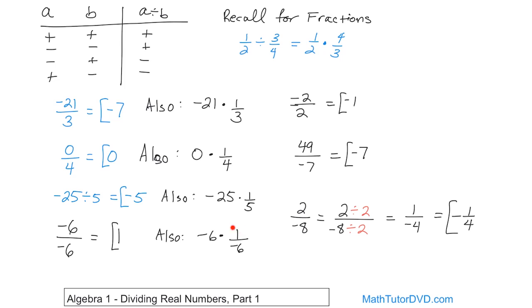See here, if you multiply the tops, you get this. If you multiply the bottoms, you get this. It's the same thing, no matter how you slice it. This one can be thought of as negative 2 times the reciprocal of the bottom, which is 1/2. This one can be thought of as 49 times the reciprocal of the bottom, 1 over negative 7. Right? And this one here can be thought of as 2 multiplied by the reciprocal of the bottom, 1 over negative 8.